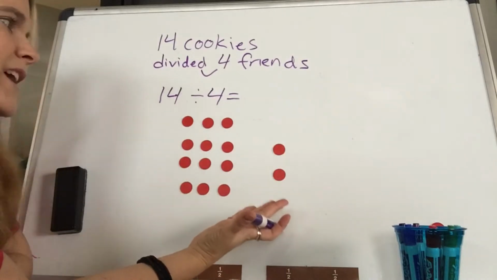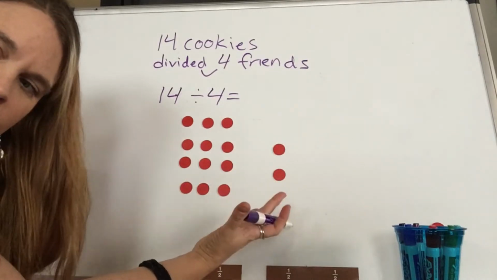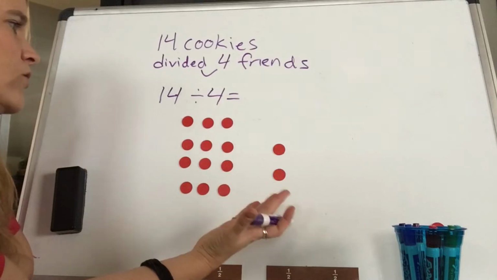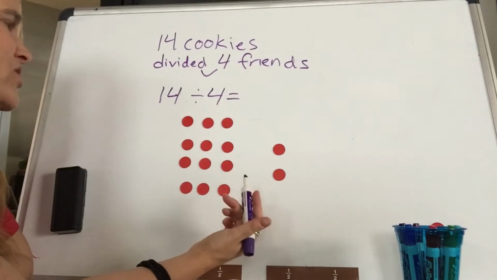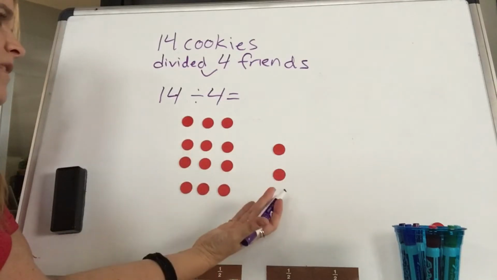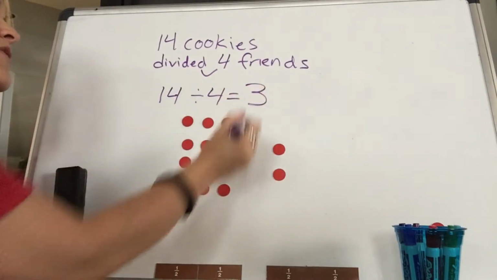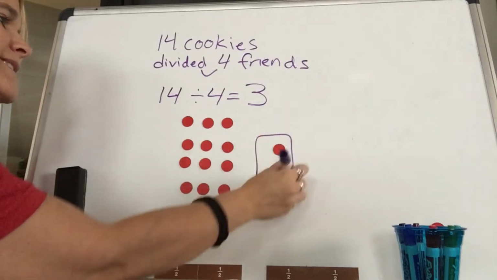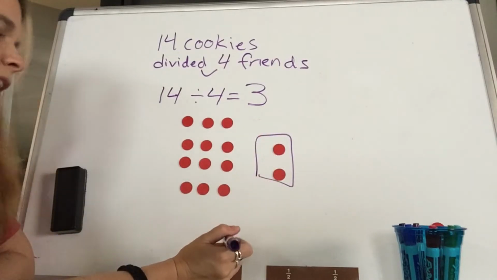What do I do with those leftover cookies? Where do they go? I know that each friend can get 3 cookies, but then what? What do I do? I know that they can each have 3, but I still have cookies left over, okay?